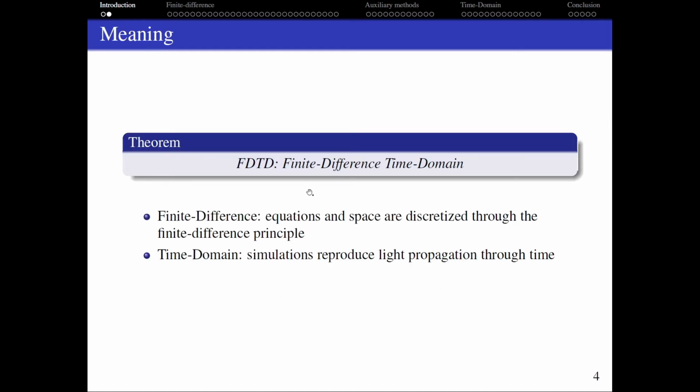What does it mean? So FDTD stands for finite difference time domain. First, the finite difference is the principle we are going to apply to our equations in space, which are going to be discretized through the finite difference approximation. The time domain part means that our simulations are going to try to reproduce how light propagates through our structure. And that has some implications that we will see at the end.